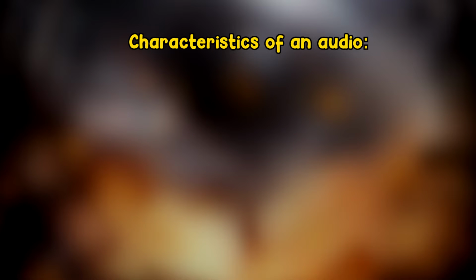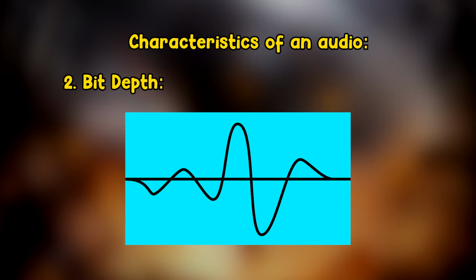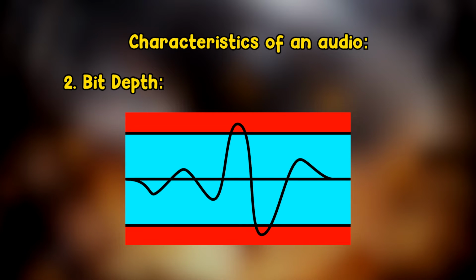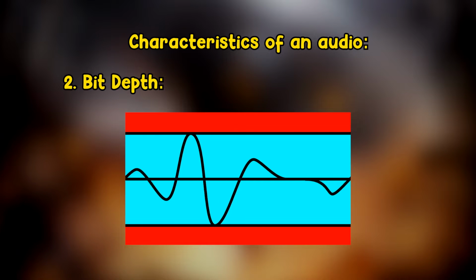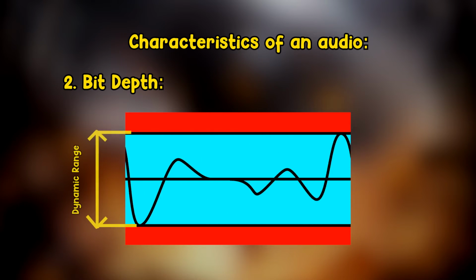The next characteristic of audio is bit depth. To explain it, I have to say that your audio has a limit for loudness and a limit for quietness, meaning that your sound cannot be louder or quieter than those limits. So your sounds will be limited to be in a range. We call this range dynamic range.